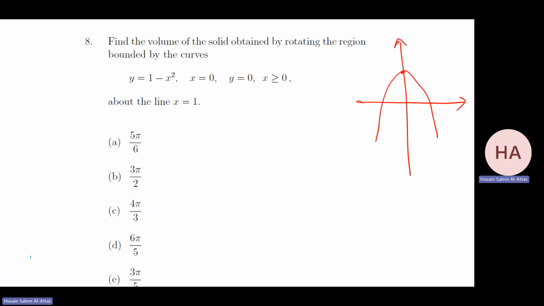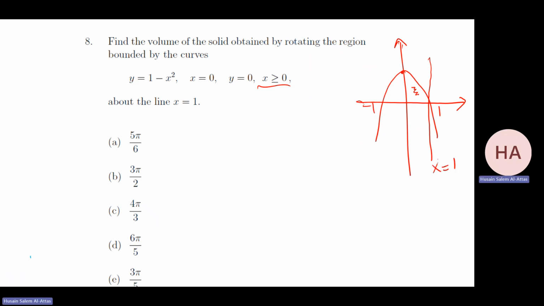Okay. x equals 0, the y-axis, the x-axis. And x is positive, so I'm talking about this region. And I want to revolve it about the line x equals 1. So this is my line, x equals 1.